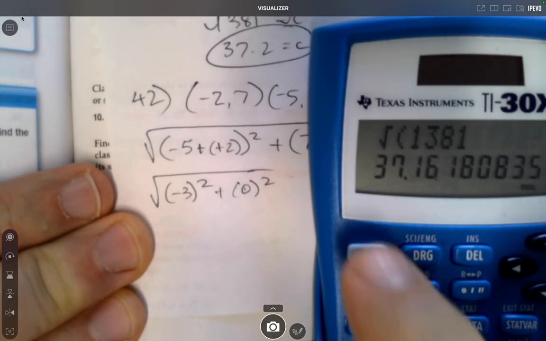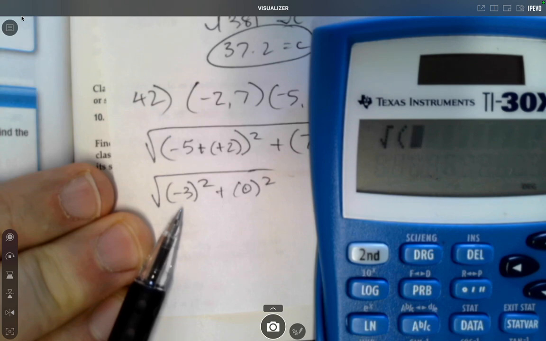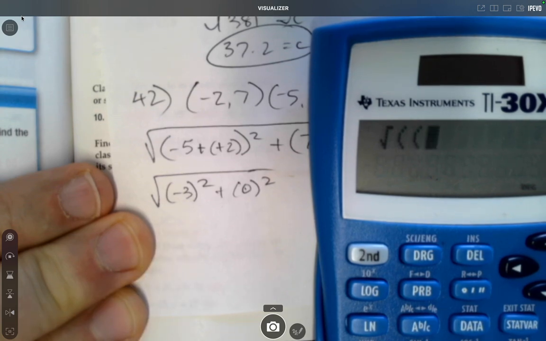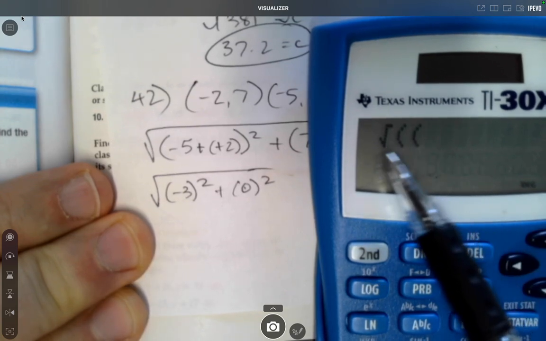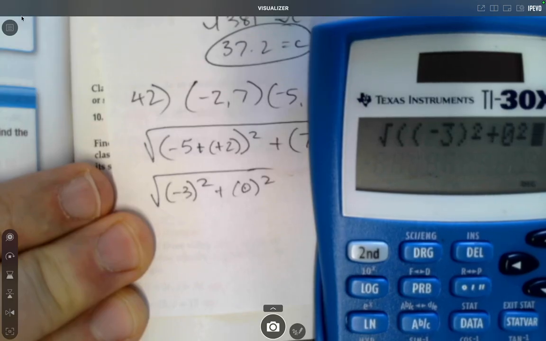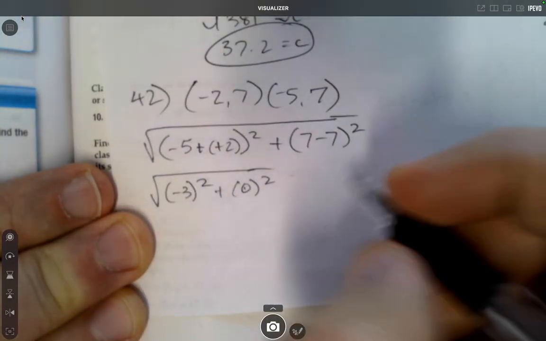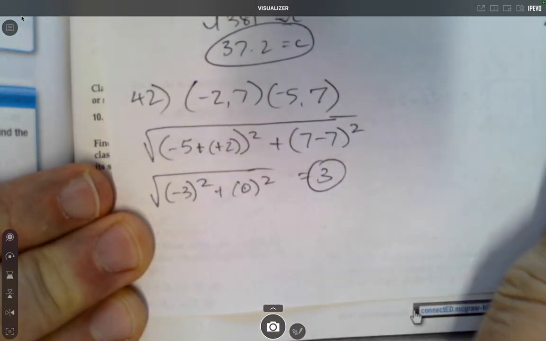Remember, when you plug this in the calculator, you have to put parentheses around the negative number. So I start a new parenthesis, because this first parenthesis is just for the square root. So the second parenthesis is what I'm doing for -3, then I square it, plus 0 squared, hit enter, and I get 3. So the distance between those 2 points is 3.